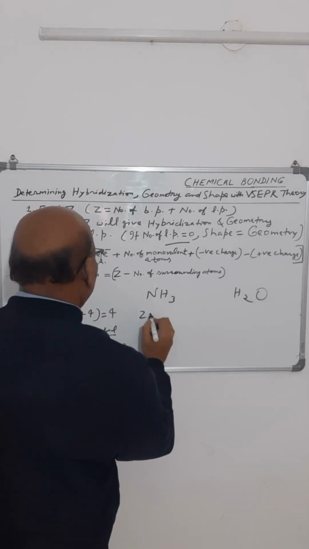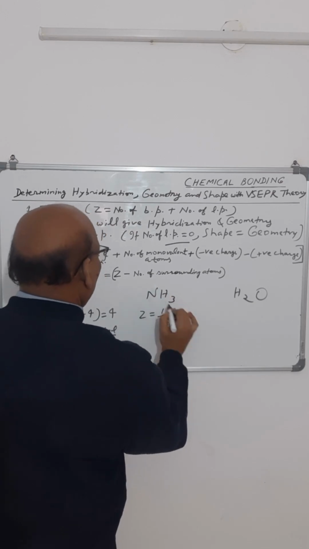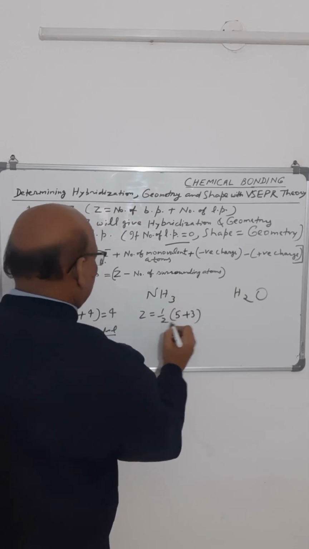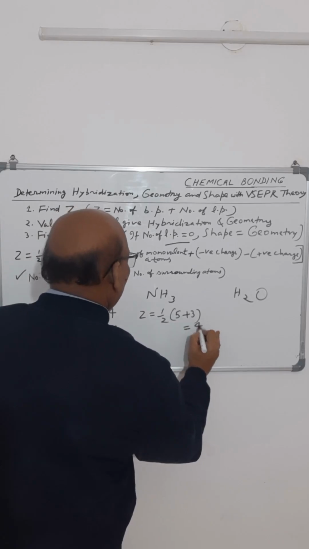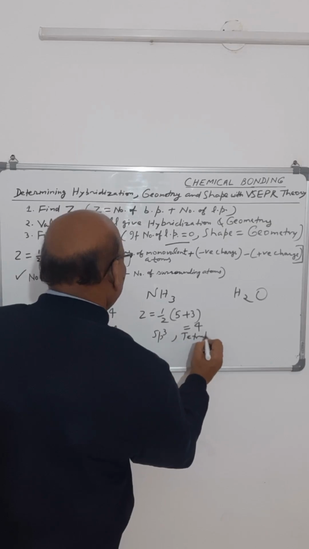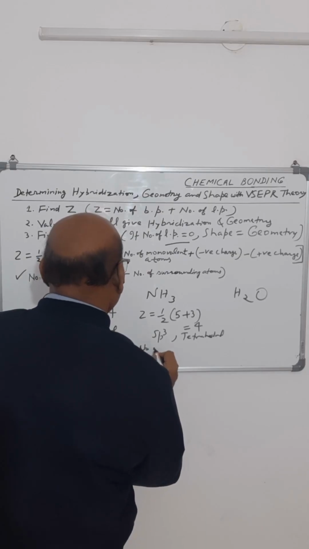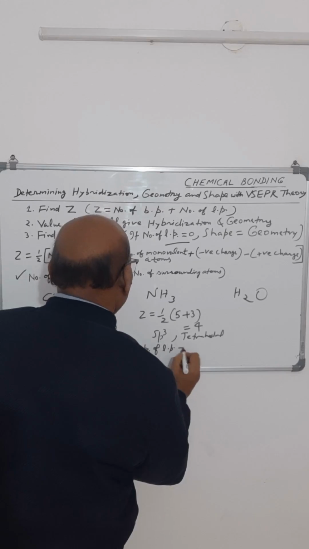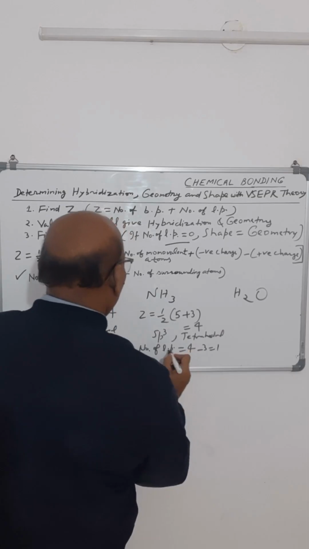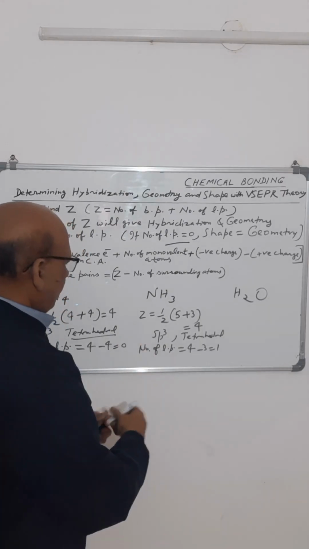अब अमोनिया में देख लेते हैं, that will be half into number of valence electrons on central atom, that is 5 plus 3 is the number of monovalent atoms, so this will be nothing but 4. So again the hybridization is sp3 and the geometry is tetrahedral. But what about lone pairs? Here number of lone pairs is not 0, but it is Z minus number of surrounding atoms, that is 3. So it is 1 lone pair. So shape will not be equal to geometry. And we will see what will be the shape.